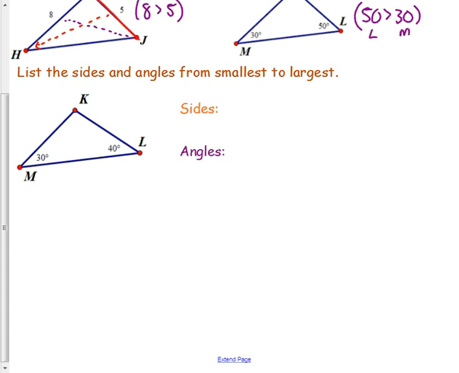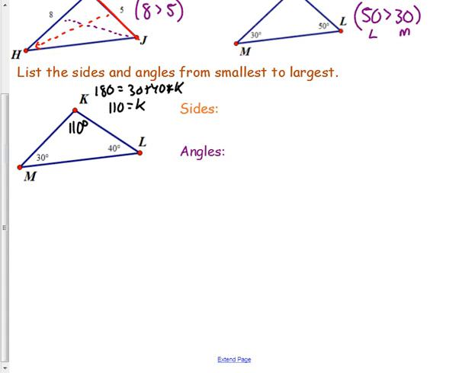So list the sides and angles from smallest to largest. Yes, you are going to need to solve and find the measure of the unknown angle of the triangle first. So we have 30 plus 40 plus k, subtract 70 from both sides, we get 110 equals k. So that angle is 110.